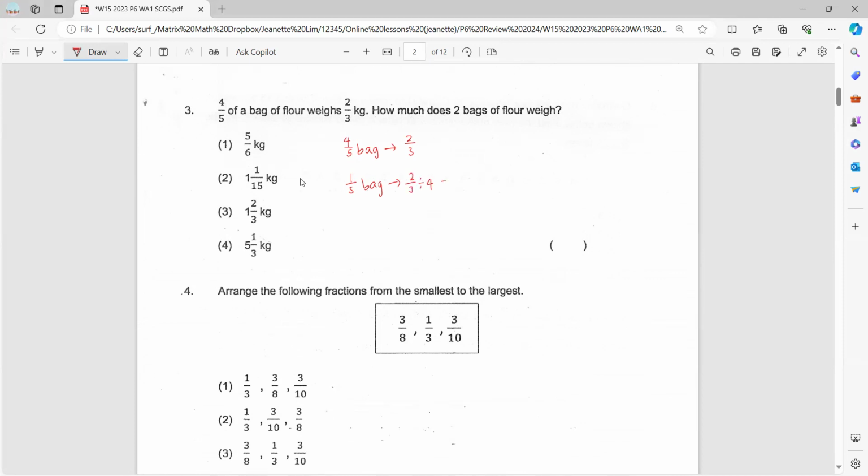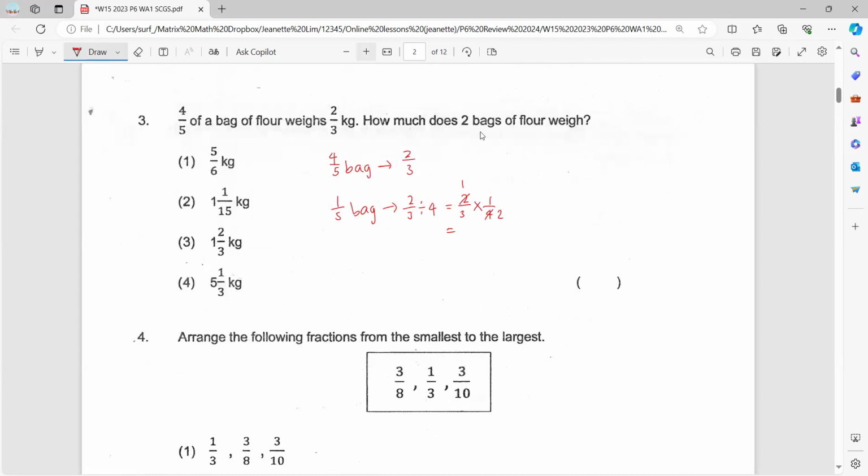So again, keep, change, flip. You want to keep the first fraction, change the sign, and flip the 4. 4 is the same as 4 over 1. So when you flip it, it's 1 over 4. Simplify. Divide by 2, divide by 2. So when you simplify, it's 1 at the top, 1 at the bottom. This is 1 over 6.